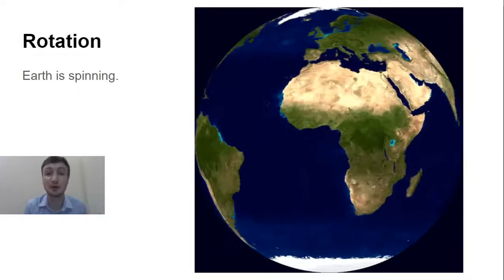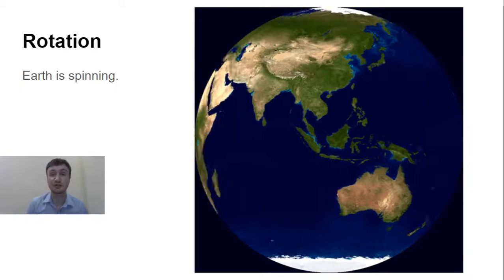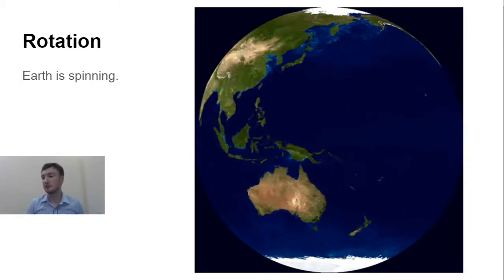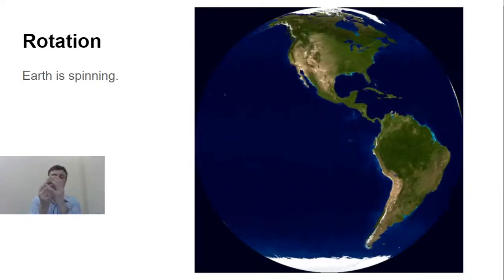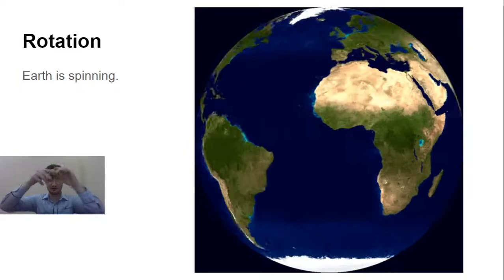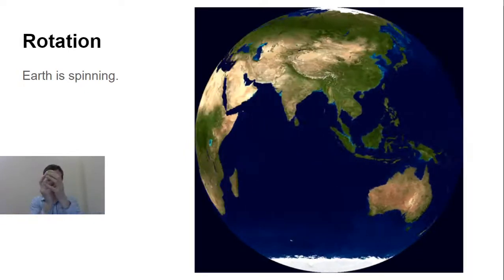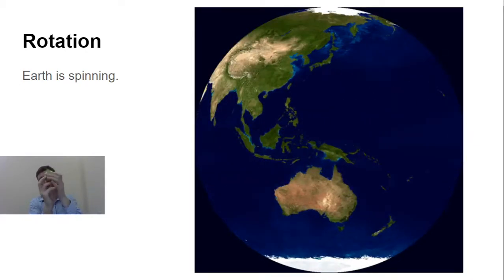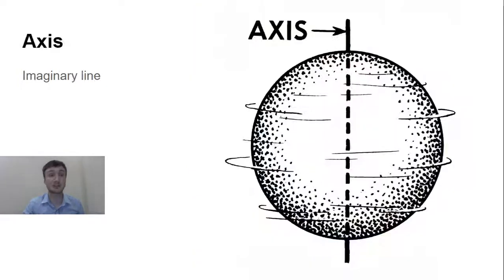Another word for that is rotating. So we can talk about Earth's rotation. Okay. So Earth is spinning around like this. It's not spinning around like this, or kind of spinning crazily. It's spinning around an imaginary line through the middle. So we call that imaginary line an axis.